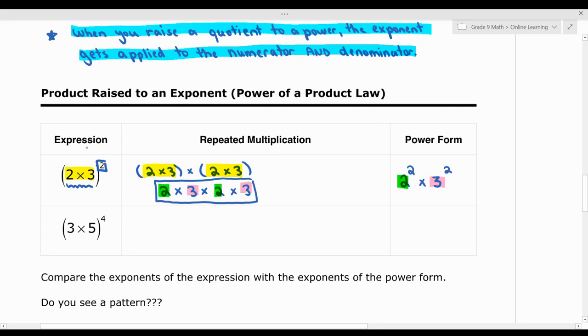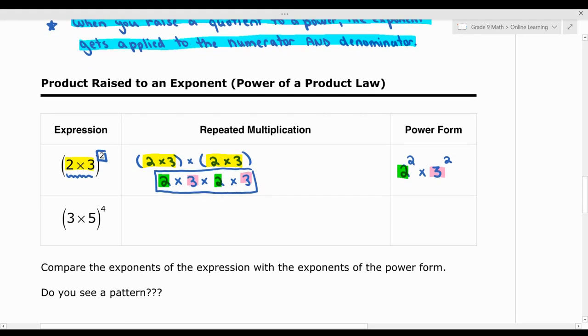So this expression, where I had everything in the brackets being applied to an exponent or a power of 2, I could actually rewrite as 2 to the power 2 times 3 to the power 2. I'll show you another one.